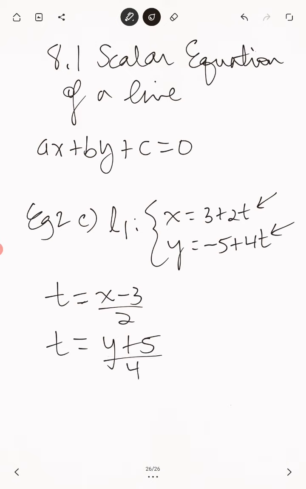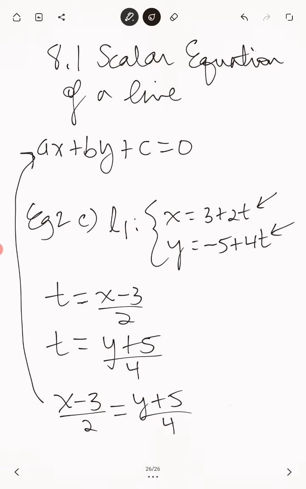So just do the algebra slowly if you need to check that I'm right there. And since the t's are the same, then we can now make those equal and say that x minus 3 over 2 must then be equal to y plus 5 over 4. So this would be our scalar equation of a line, but let's put it into a form that we're more familiar with, which is this form here. And so to do that, first of all, we need to get rid of the fractions. So let me just rewrite it at the top of this page here. x minus 3 over 2 equals y plus 5 over 4.